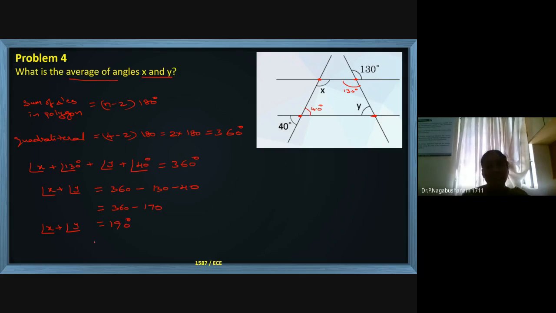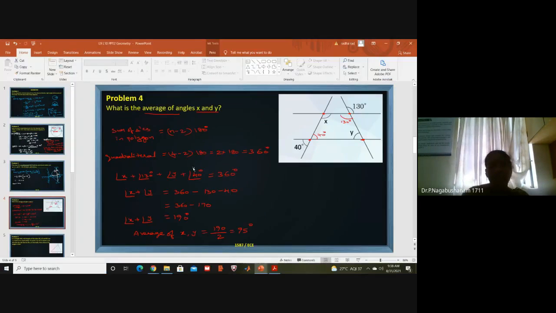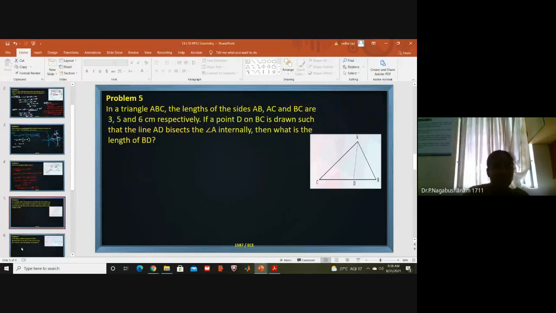Average is nothing but the sum of the quantities divided by the number of quantities. Any number of items may be present; the sum of those is divided by the number of quantities you are using in the calculation. Average of X, Y is nothing but the sum divided by 2. It is 95 degrees. 95 degrees is the answer. Okay. I will move on to the next problem.